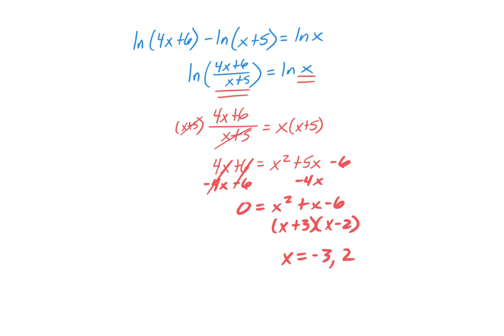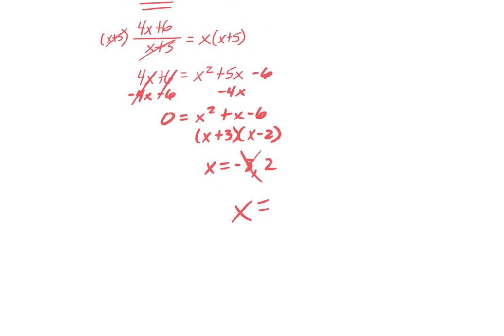Let's try 2. Make sure that 2 works. 4 times 2 is 8, plus 6 is 14. 2 plus 5 is 7, and then this one is 2. So the ln of 14 minus the ln of 7, because we have a minus sign in here, we can take 14 divided by 7, which is 2. That one does work. So my answer here simply would be, we'll cross that one out, and we'll just say x equals 2.